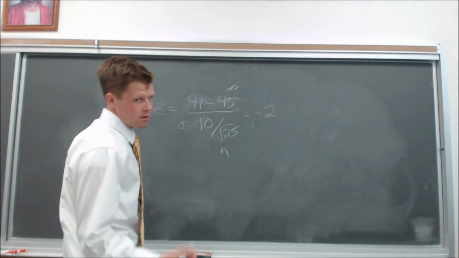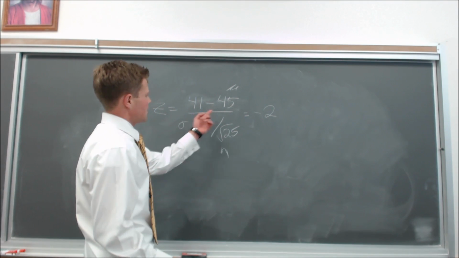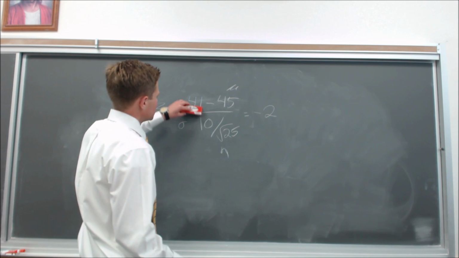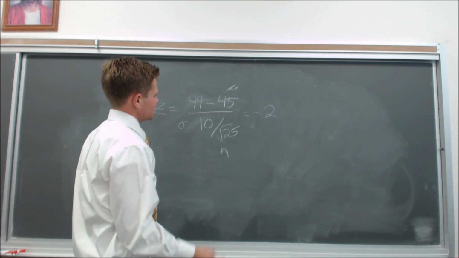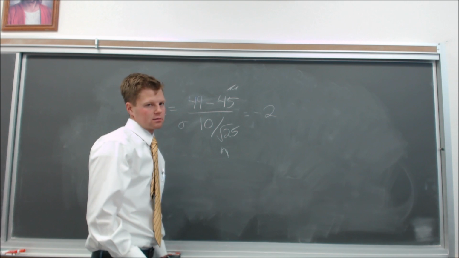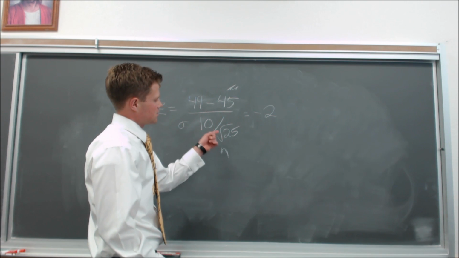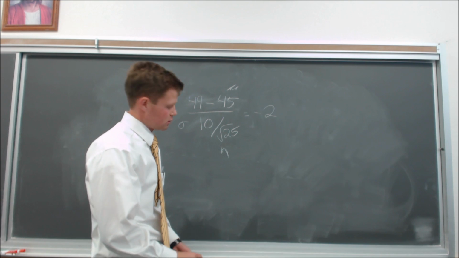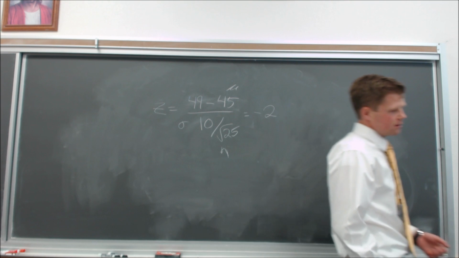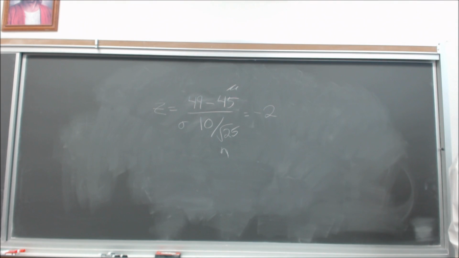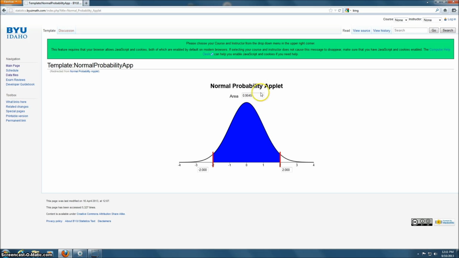And here's the same thing that we saw in the last problem. 41 minus 45 is negative 4. So 49 minus 45 is positive 4. And divided by this comes out to be 2. You get positive and negative 2. You can work that algebra out if you like. Now we come over here again, just to re-observe the negative 2 to positive 2. And again, the area is 95.